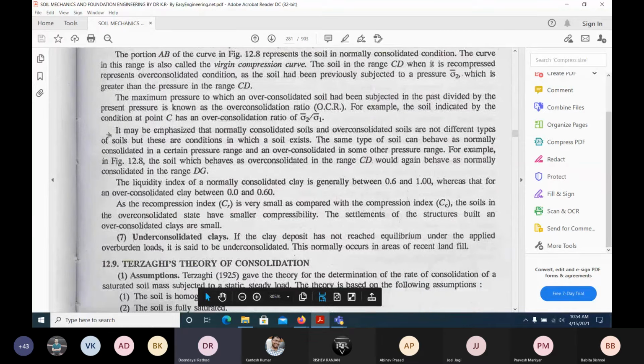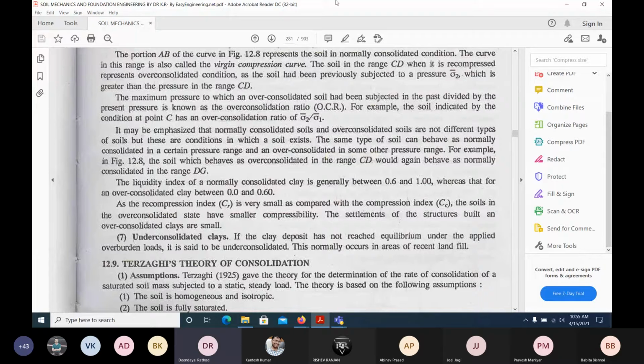Then you can read this para. So it may be emphasized that normally consolidated soil or over consolidated soil are not different types of soil, but these are the conditions in which the soil exists. That means don't confuse it. It's not a different kind of soil, same soil, but we call it normally consolidated soil or over consolidated soil based on the load or the pressure it is subjected to.